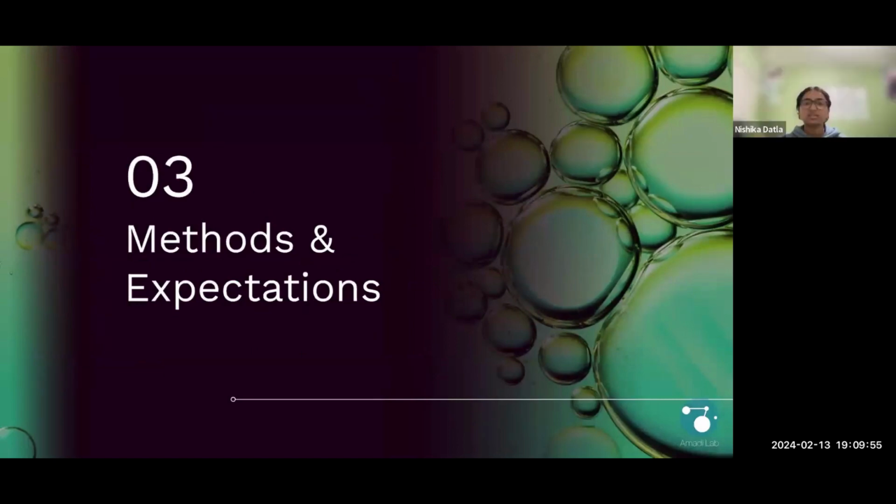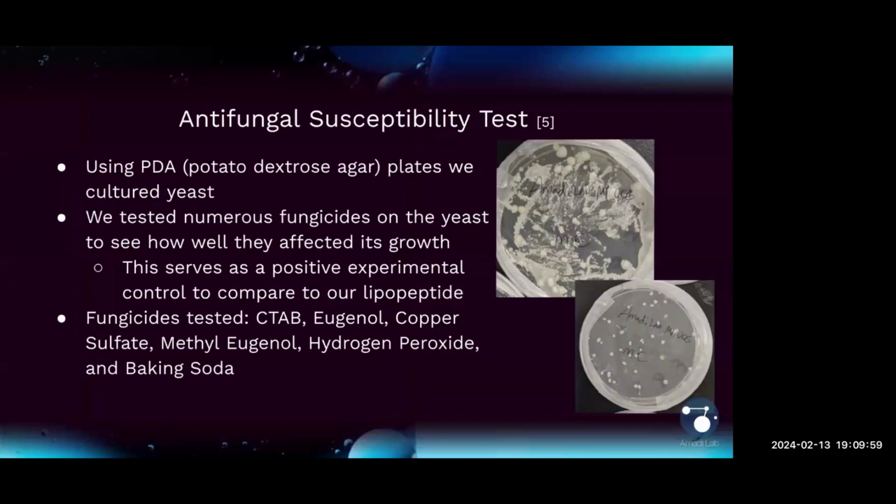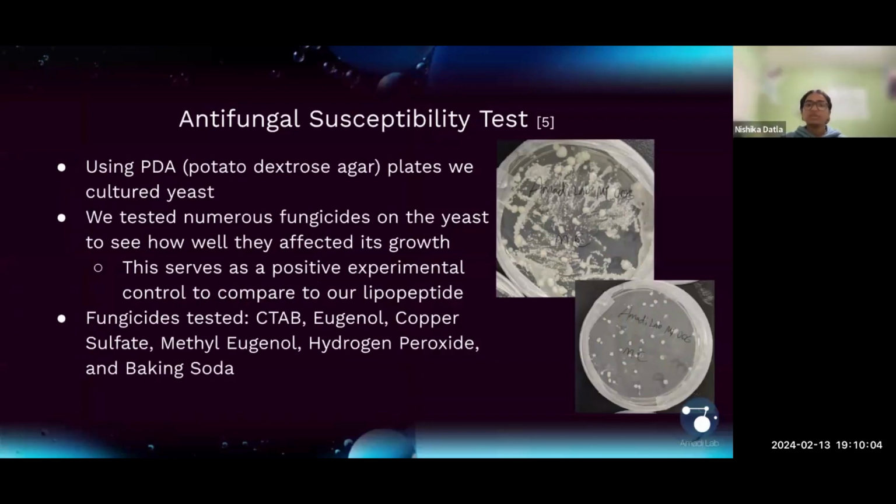So next up is methods and expectations. So our first method that we're going to talk about is the antifungal susceptibility test, otherwise known as the AST. So what we did is we used PDA plates and we cultured yeast, and then we tested the efficacy of various fungicides on the yeast to see how well they affected its growth.